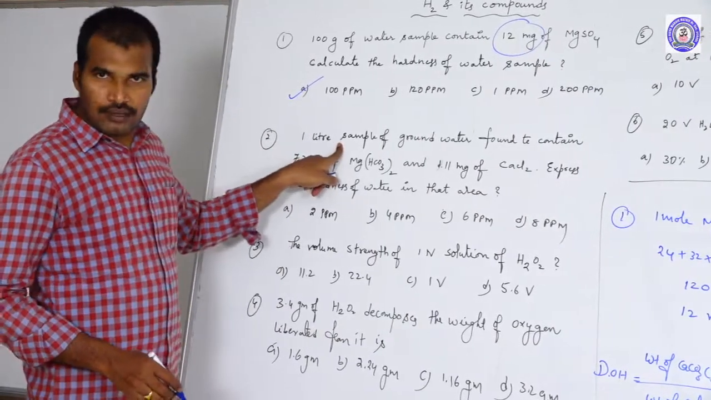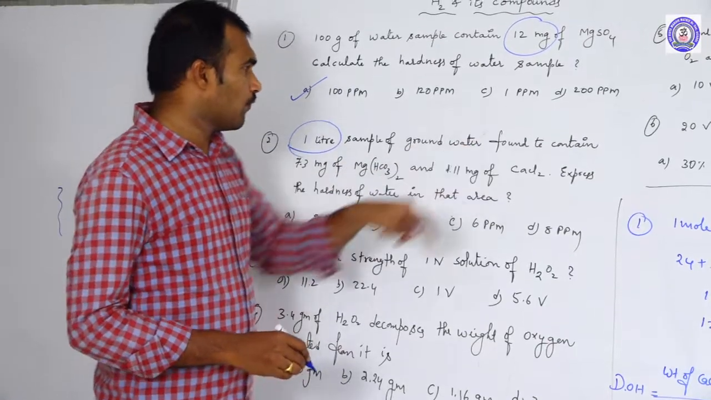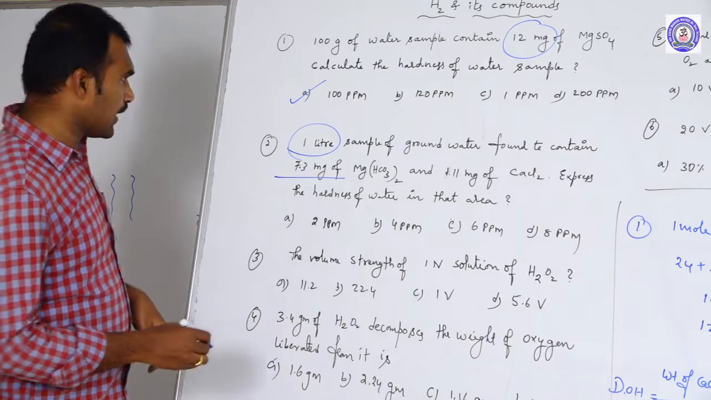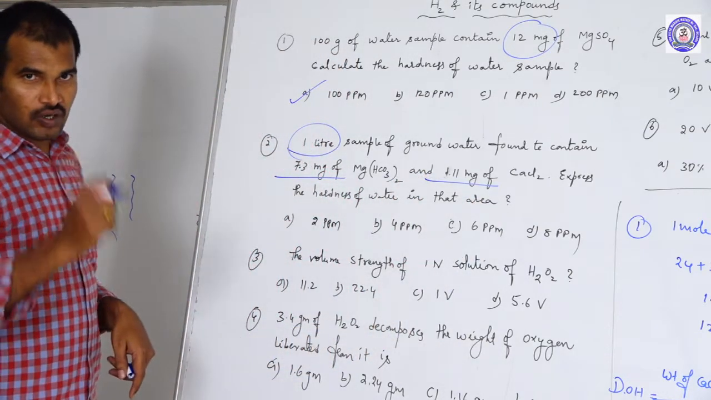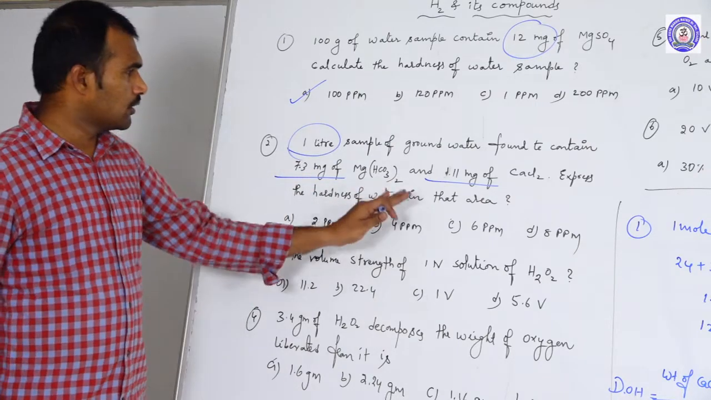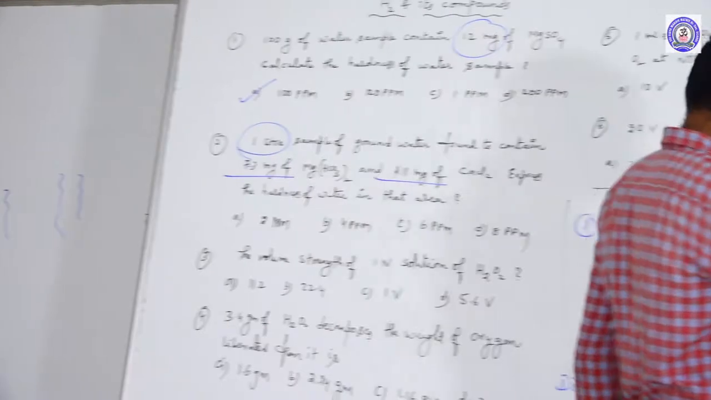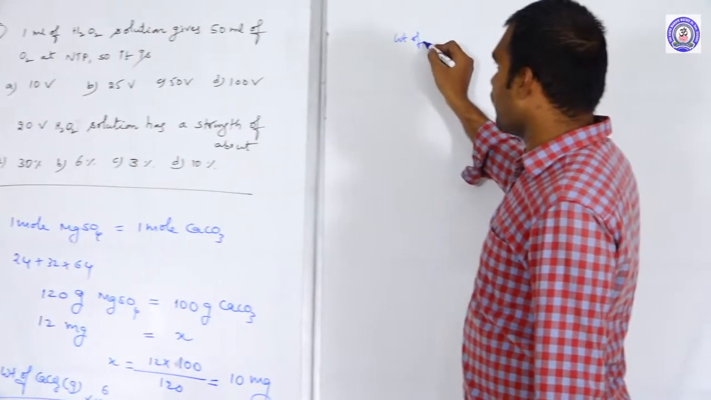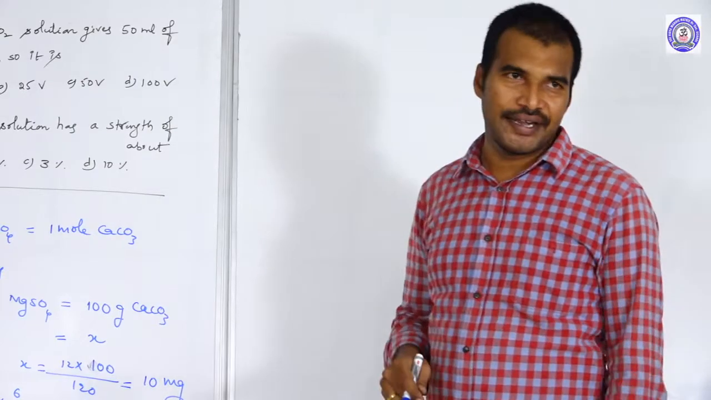A 1 liter sample of groundwater is found to contain 7.3 milligrams of magnesium bicarbonate and 1.1 milligrams of calcium chloride. Here two salts are there. Express the hardness of water in that area. So first of all, same here also. What is given? Weight of water? No, they have not given the weight of water. Volume of water they gave, 1 liter.